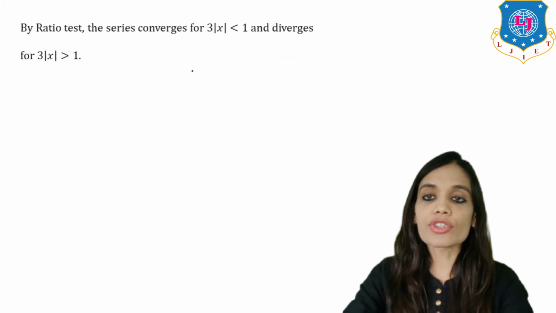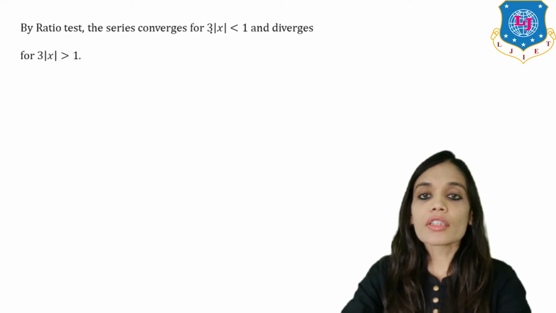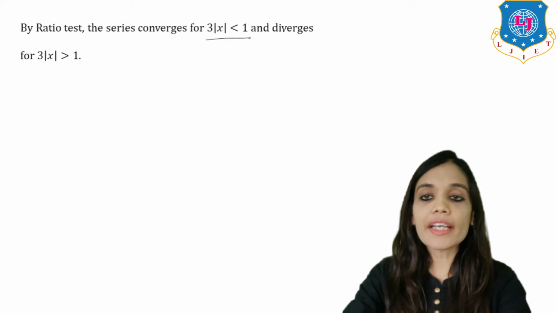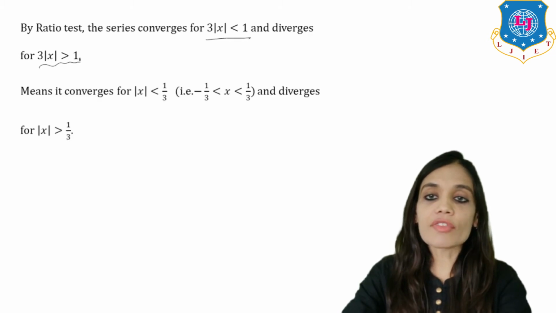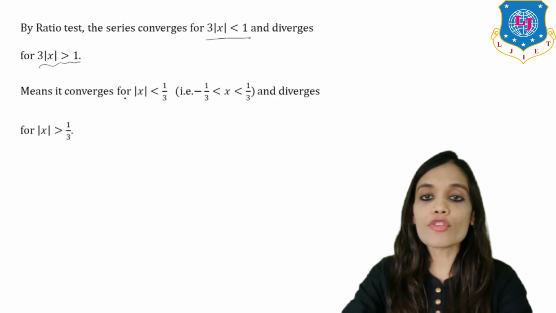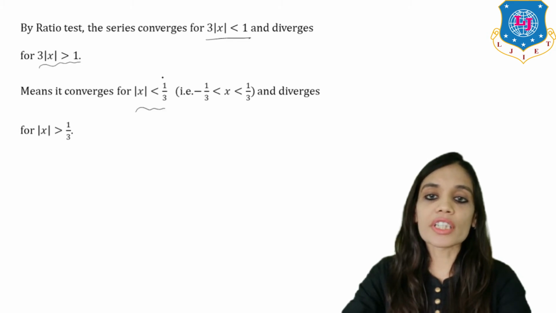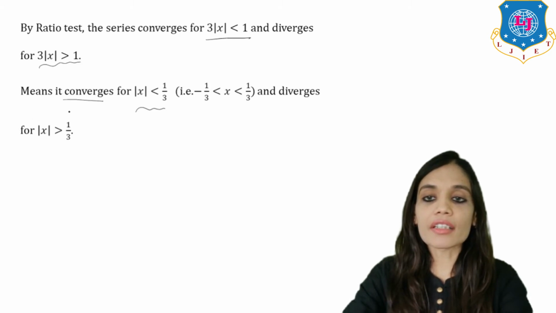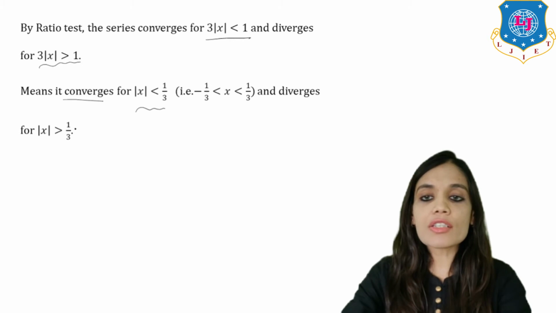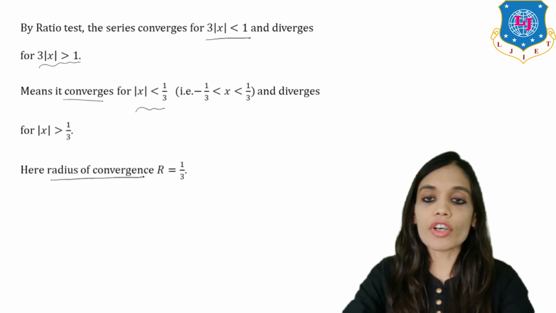Now let us apply the conditions of the ratio test. By ratio test the series converges for 3 into mod x less than 1 and diverges for 3 into mod x greater than 1. That is, we can say that our series converges for mod x less than 1 upon 3. That is, whenever x lies between minus 1 upon 3 to plus 1 upon 3, our series converges and it diverges for mod x greater than 1 upon 3. So from these two conditions, we can say that our radius of convergence R is equal to 1 upon 3.